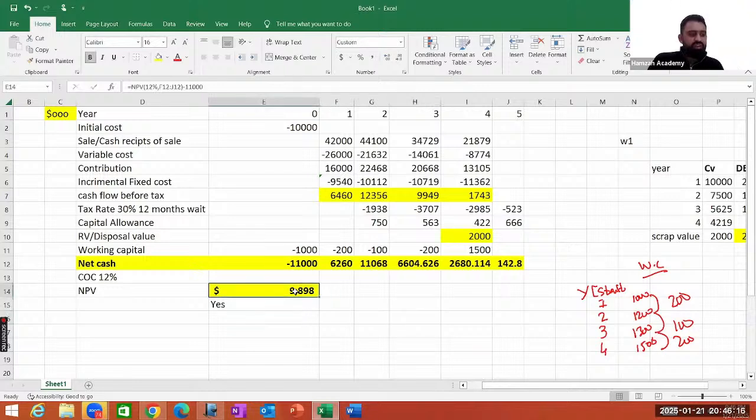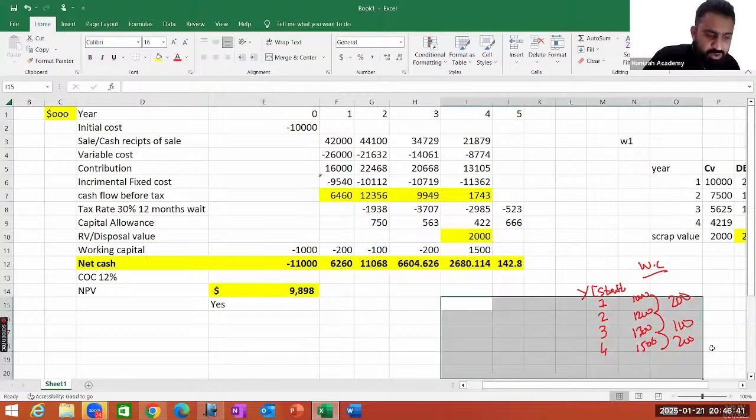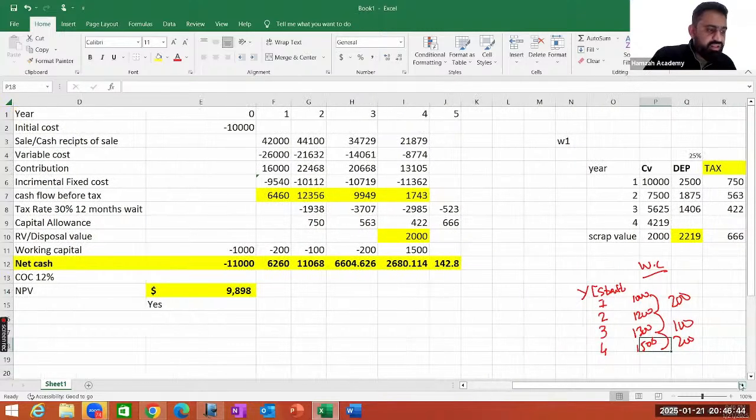How have we calculated the NPV? Equals NPV, bracket, 12%, which is the cost of capital, comma, select the cash flow from year 1 to year 5, close the bracket, and minus the initial investment, which is 11,000 in total, and you get a positive NPV of 9,898. And if you have a positive NPV, you will select the project. So this is how we apply the NPV concept to determine the NPV of the project, and this is how we will be doing this question in the exam.